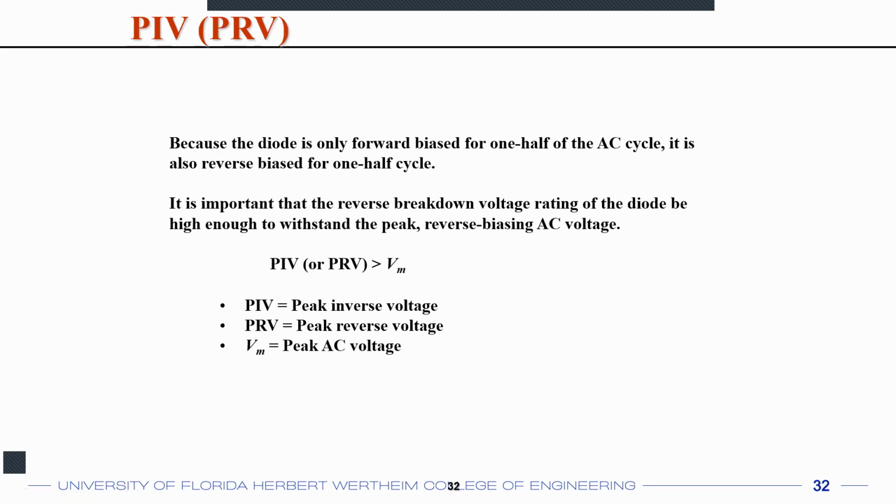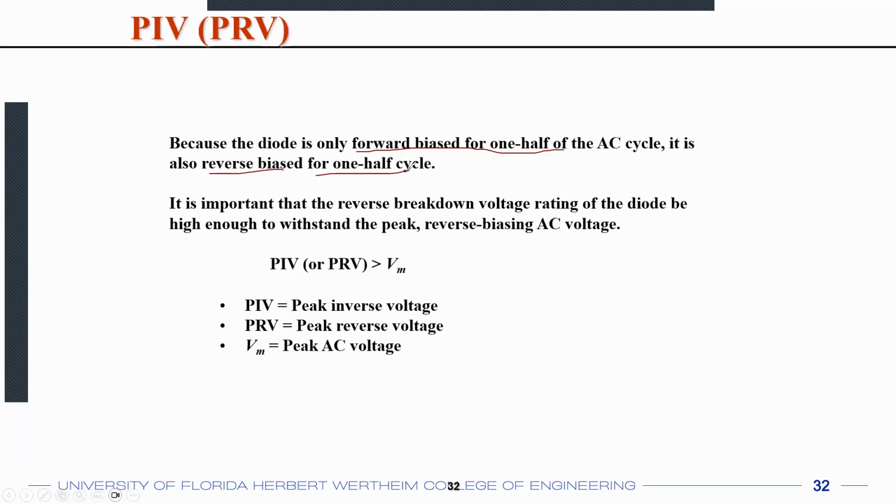All right. Now, one other important concept that we did not talk about related to diodes is the peak inverse voltage or peak reverse voltage. What does that mean? When you have this diode forward biased for half of the cycle, you also know that it's reverse biased for the other half, right?